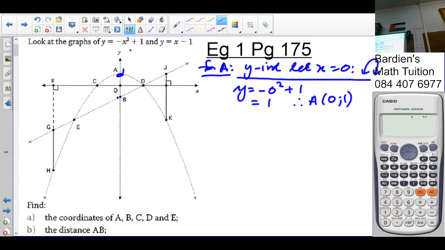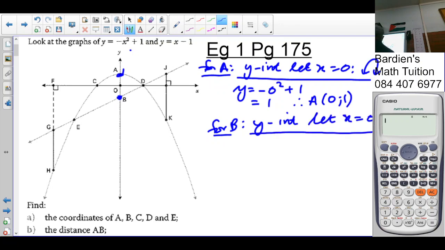Let's look at B. How are you going to calculate B, people? What is B? B is the y-intercept of the straight line. So how do you work out the y-intercept? Same, we let x equal to 0, and that's the equation of the straight line. So work out B for me quickly.